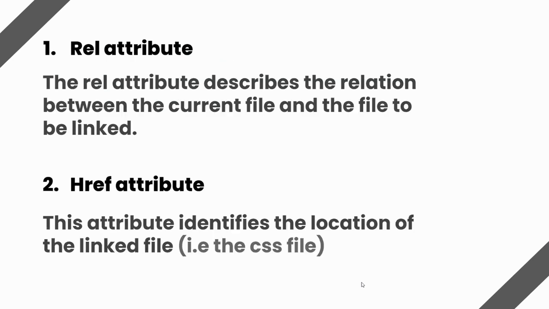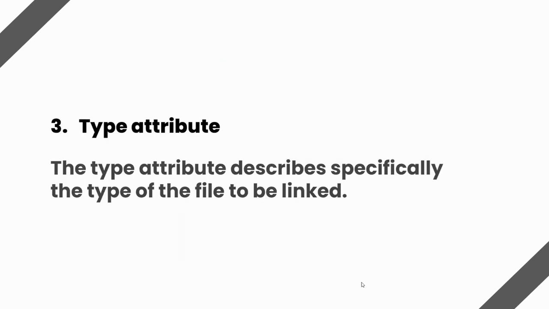So lastly, we'll look into the type attribute. I believe this is not the first time we are seeing this attribute, as it has appeared in the label and also in the input tags under form, type. This type attribute describes specifically the type of the file that is to be linked. It tells the HTML document the type of the file that's to be linked.